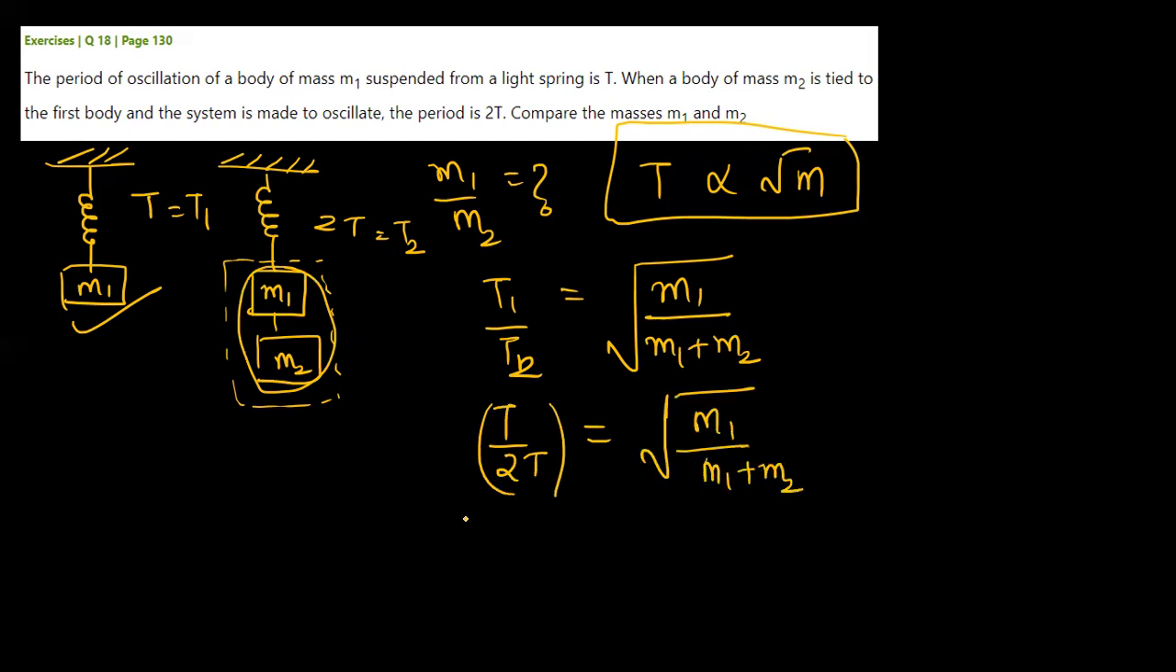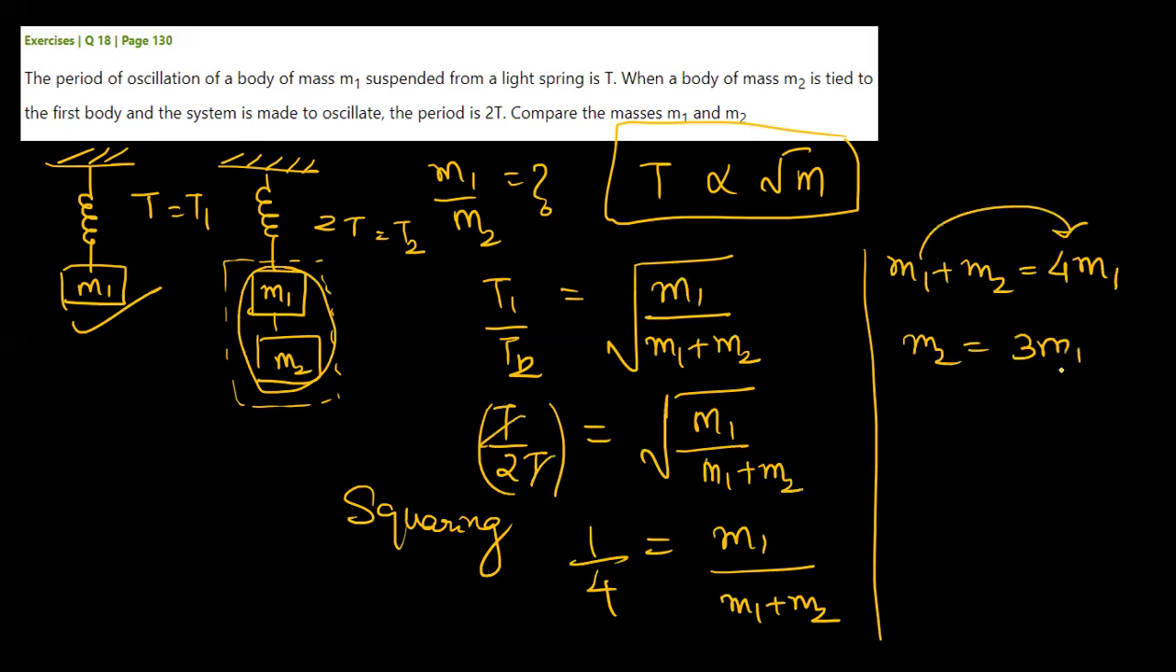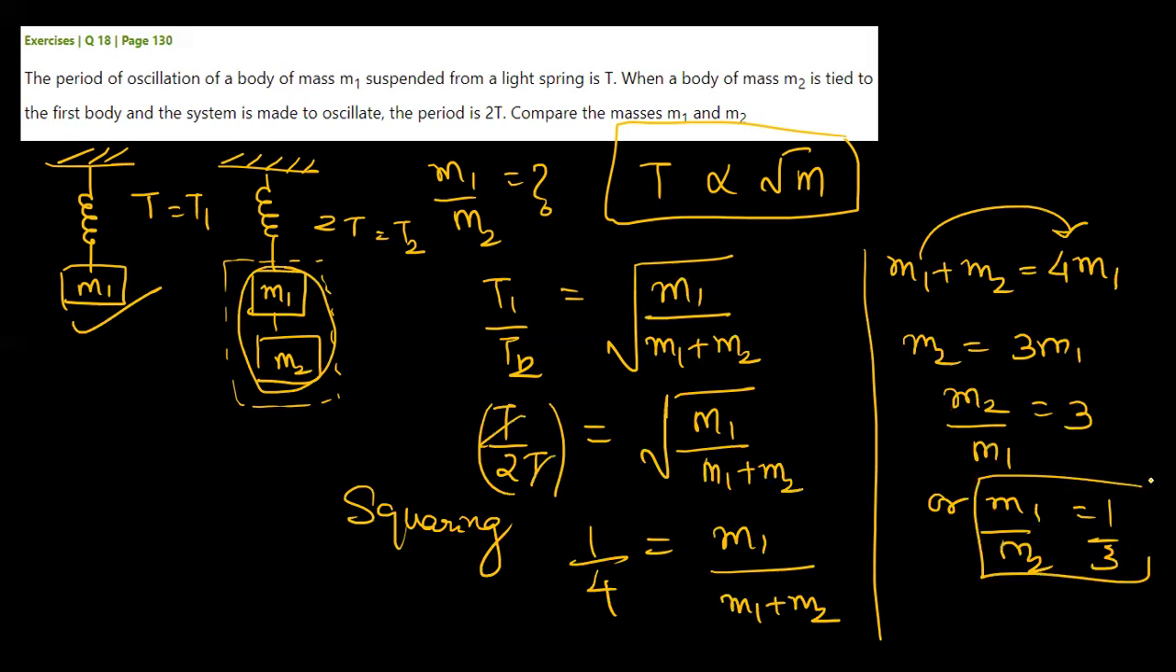So just square this. The t cancels. So this will become 1 by 4 when you square, and this will be equal to m1 upon m1 plus m2. Just cross multiply the terms. So you get m1 plus m2 equal to 4m1. Take m1 to this side. So m2 will be equal to 3m1. So m2 upon m1 is 3, but I need m1 upon m2. So m1 upon m2 will be 1 by 3. This will be our answer.